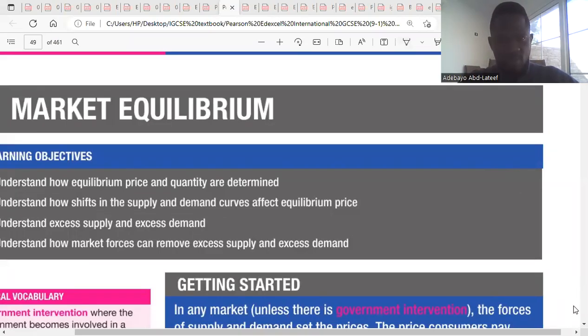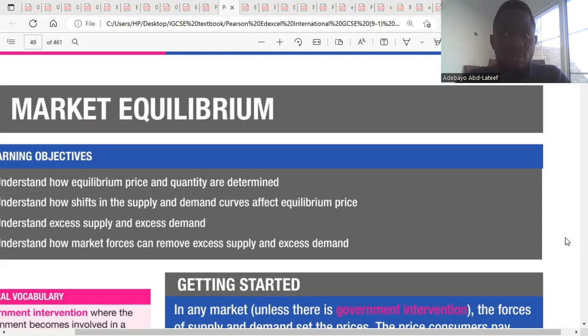We go to chapter 7, market equilibrium. Before we go further, you have to note that in every market, except if there's government intervention, the price mechanism decides the price of goods and services. That means the market forces of demand and supply decide the price. Do you get the point here? In every market, the market forces of demand and supply decide the price, except if there is government intervention.